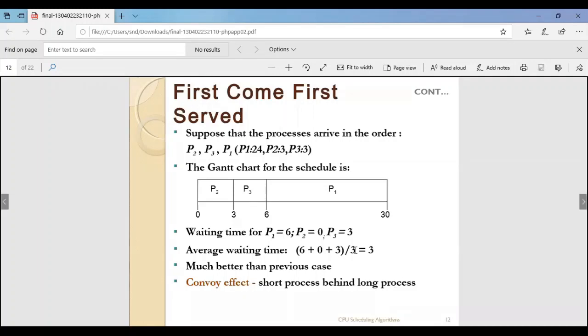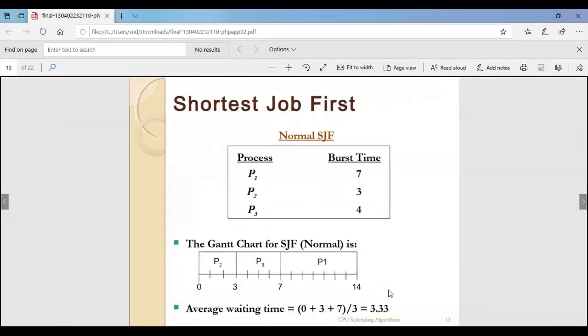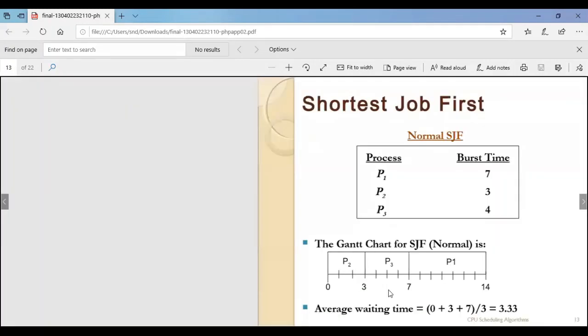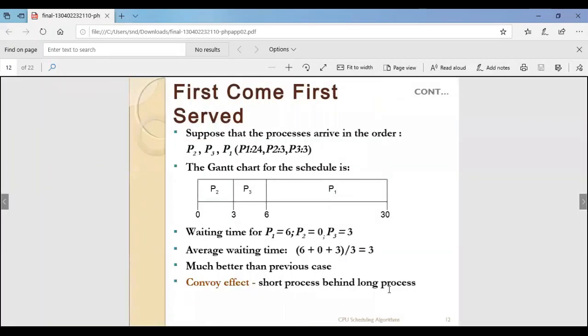So we shall finish here. Average waiting time is how much? 3. So convoy effect: short process behind long process. The minimum size process should execute first and the maximum size process should execute next. So that is the disadvantage of first come first serve. Okay. Have you got this one? How to calculate the average waiting time?